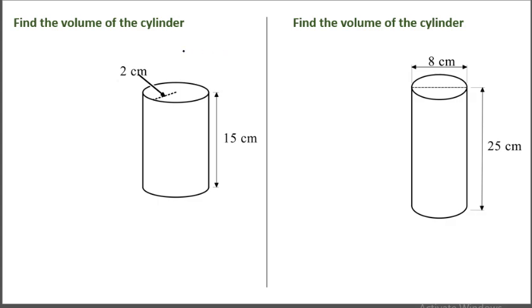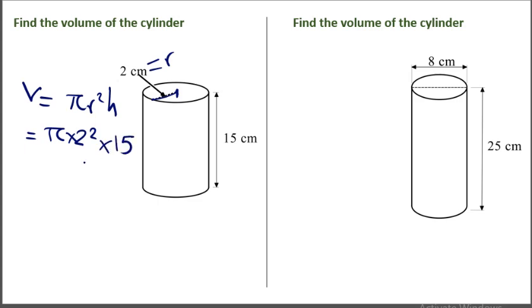2. 2 is referring to what? 2 is pointing to the circle. Radius or diameter? It is a radius. Why? Because it is from the center to the edge. So the radius is already here. π r squared h, π times 2 squared times 15. 15 is the height. Why? Because it is from the base to the top. 2 squared is 4. 4 times 15. Let's check it.